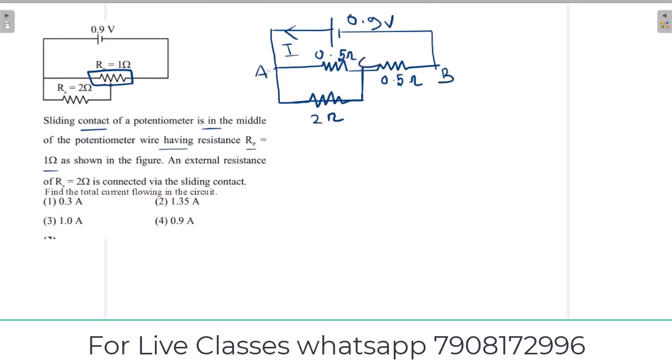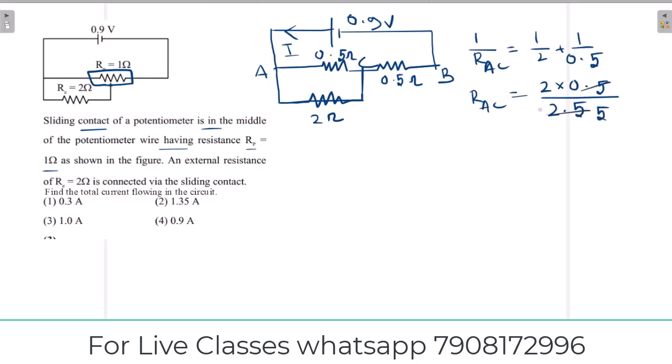So the equivalent resistance between A and C: the 0.5 and 2 ohm are in parallel. Now we know that 1 by RAC is equal to 1 by 2 plus 1 by 0.5, or RAC is equal to 2 into 0.5 divided by 2 plus 0.5, that is 2.5. Now if we calculate this, 0.5 times 5 and 2 by 5 is 0.4, that is 0.4 ohm.